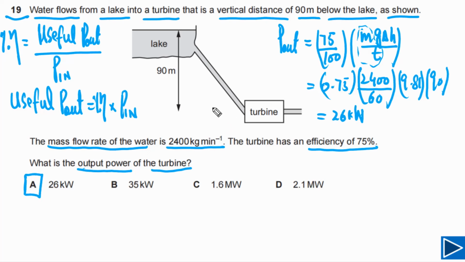So simply you can also understand here. Here we have P in. This turbine has a certain efficiency, and here is P out. The question is asking us to calculate P out.